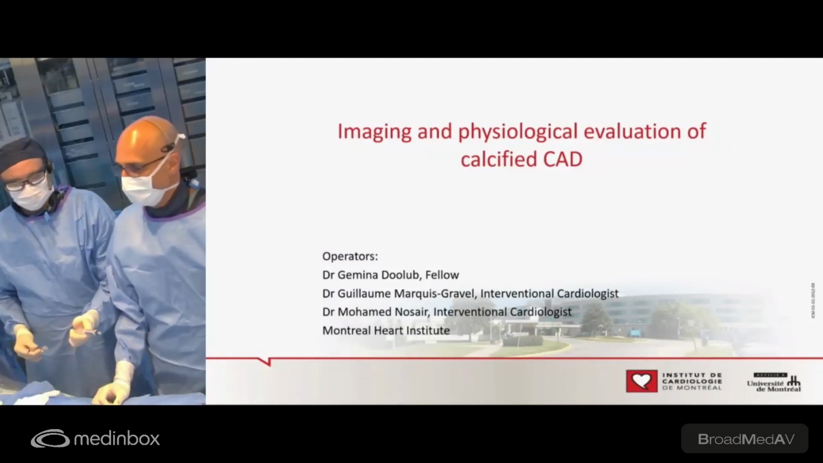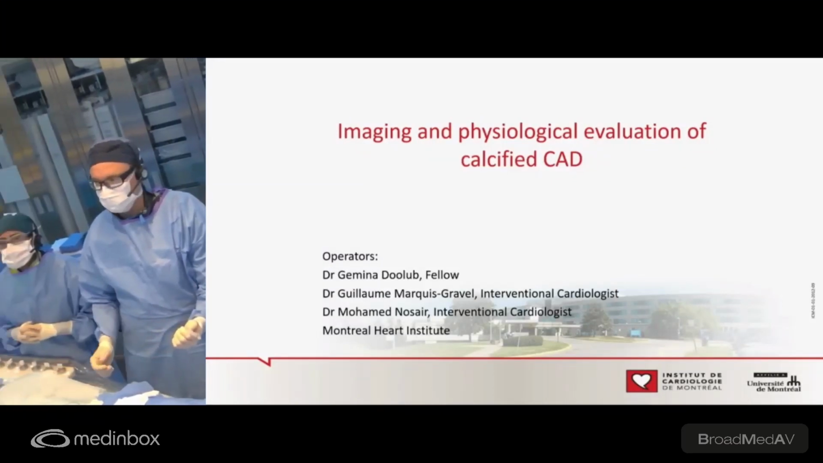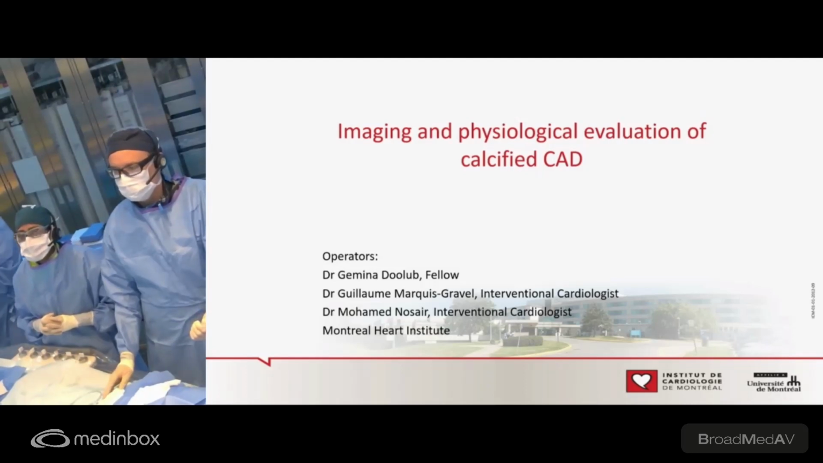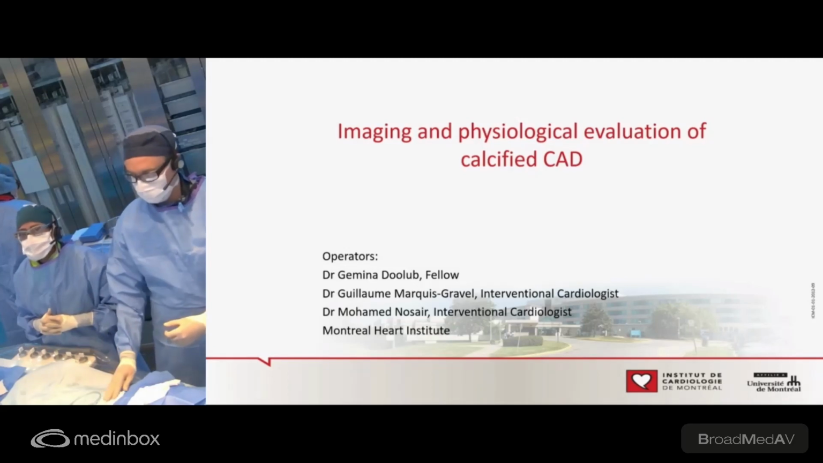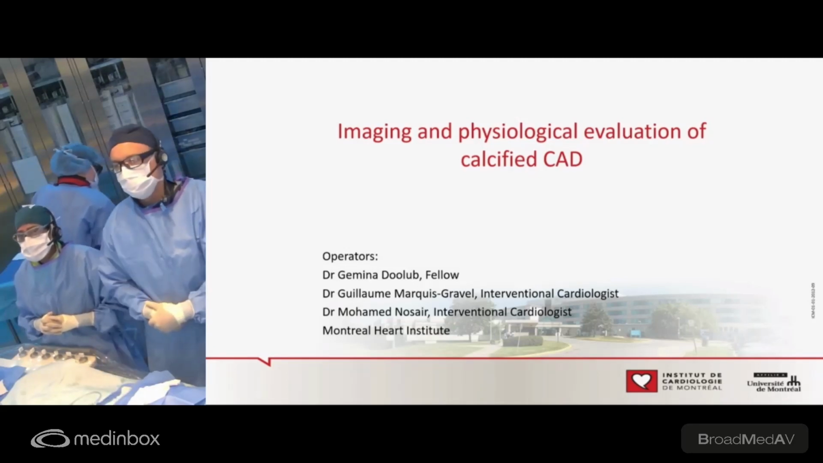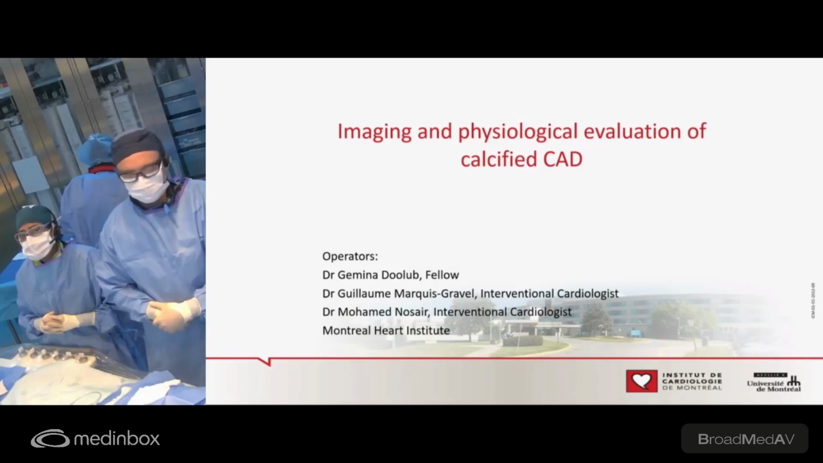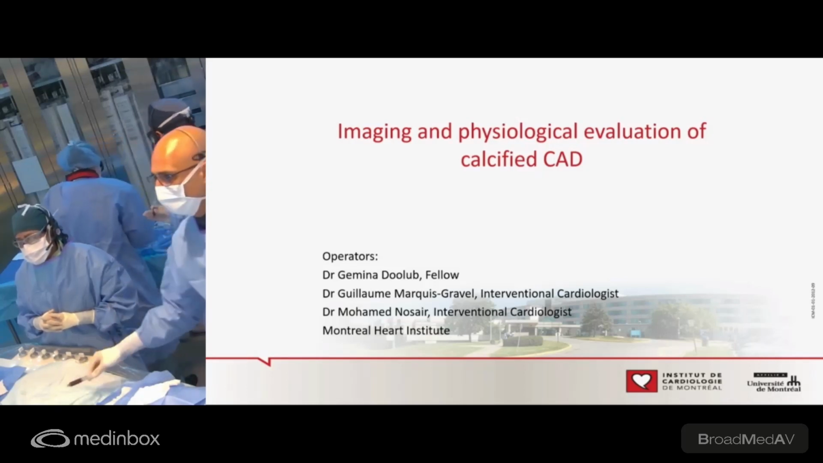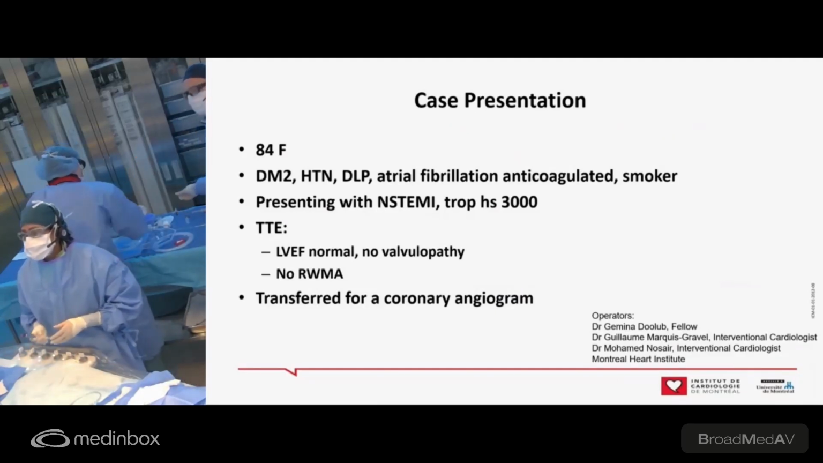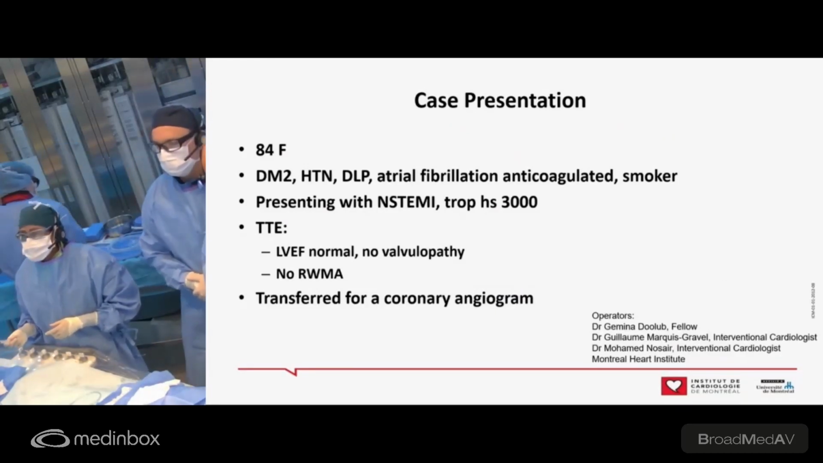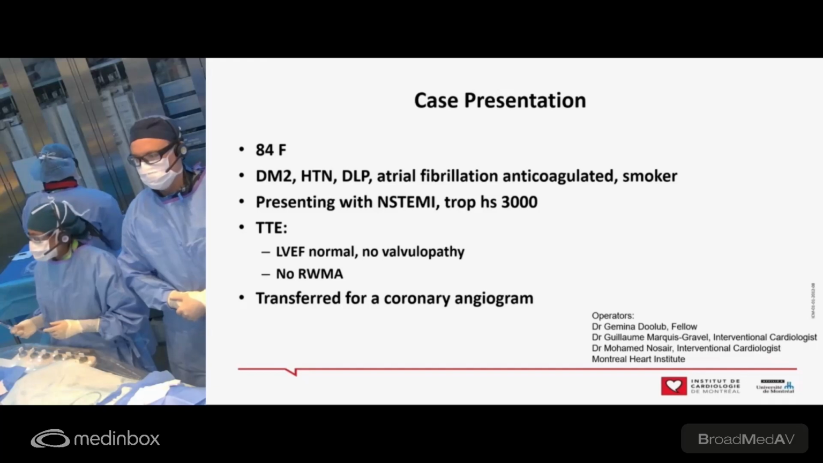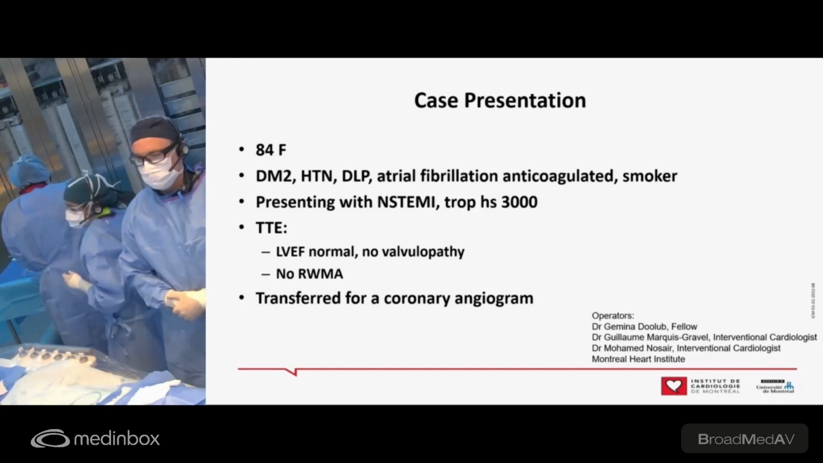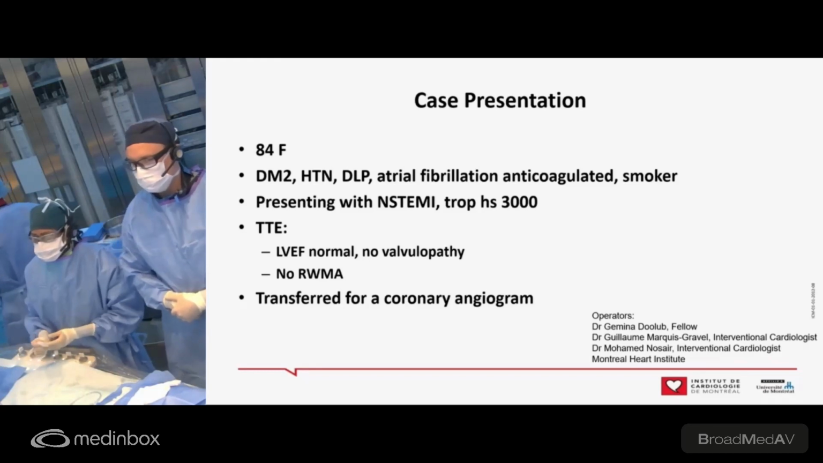So this is an 84-year-old lady who has a background of hypertension, type 2 diabetes on oral hypoglycemic drugs. She has an adverse BMI with a weight of 104 kilograms. You can show the next slide, please. And she has a history of atrial flutter on a DOAC. She was admitted with a non-STEMI and a troponin of 3,000, with a transthoracic echocardiogram showing preserved left ventricular function. It was a difficult examination due to her BMI, but there was no obvious regional wall motion abnormality. So she was transferred to the CAD lab for an assessment of the coronaries.